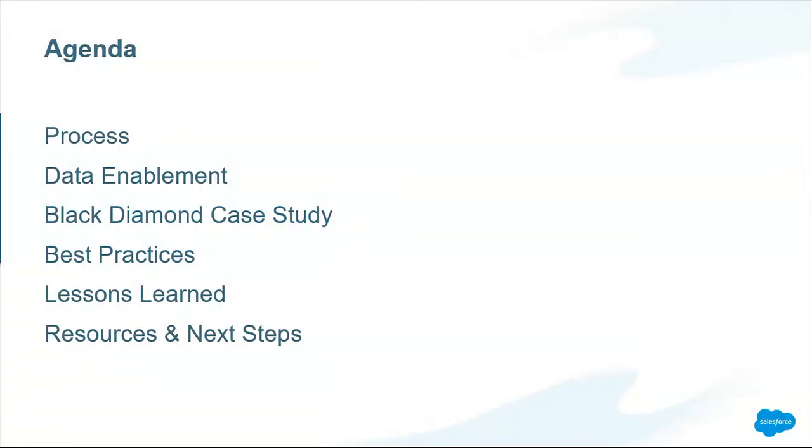So today we're going to talk a little bit about the process that's involved with enabling the engine and getting predictive recommendations live on the site. Talk through the data enablement process, and then we'll walk that path in the shoes of one of our clients, Black Diamond Equipment. And then we'll talk about some best practices that they learned about, and some lessons learned that we learned along the way, some mistakes that we made ourselves, some that our clients made as well. And then talk a little bit about resources and our community at Commerce Cloud.